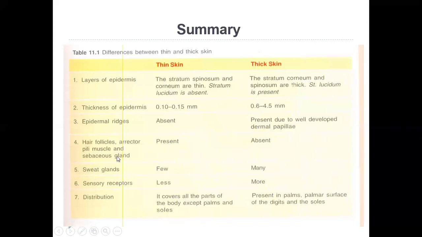Hair follicles, arrector pili muscle, and sebaceous glands are present in thin skin, whereas in thick skin they are absent. Sweat glands are few in thin skin, whereas in thick skin they are many. Sensory receptors are less in thin skin, and in thick skin they are more. Coming to the distribution, thin skin covers all the parts of the body except palms and soles, whereas thick skin covers palms of the digits and soles. Epidermal ridges are well developed in thick skin. That is the reason fingerprints are seen on the thick skin.